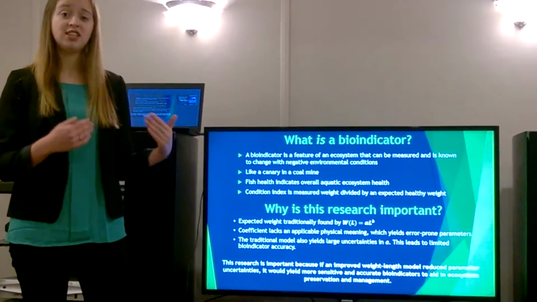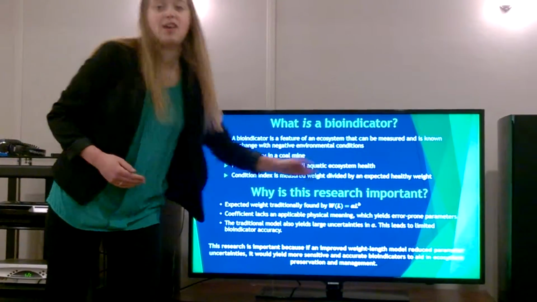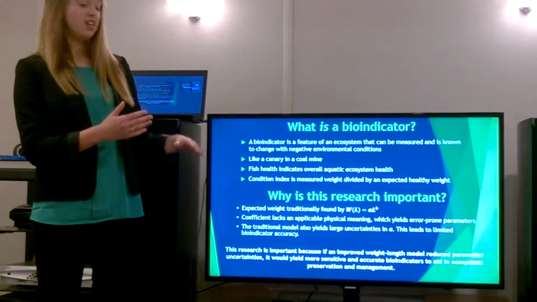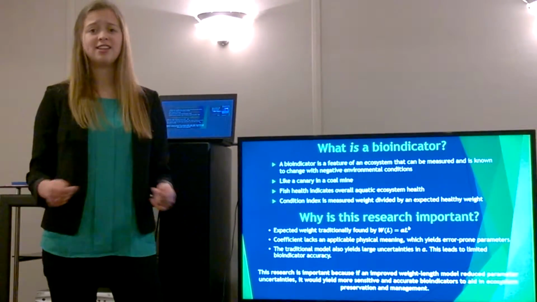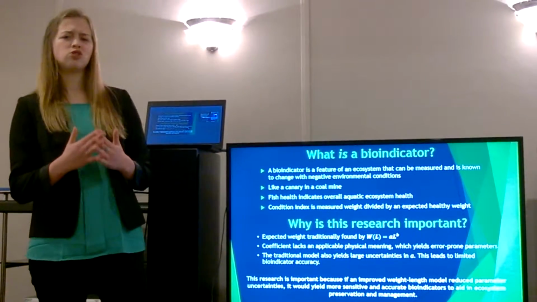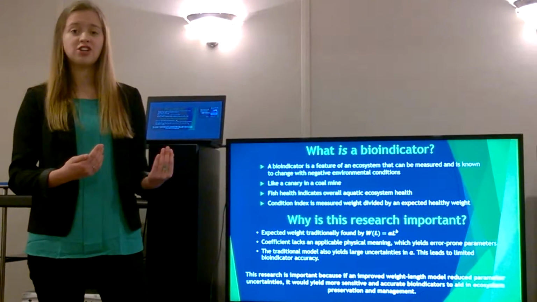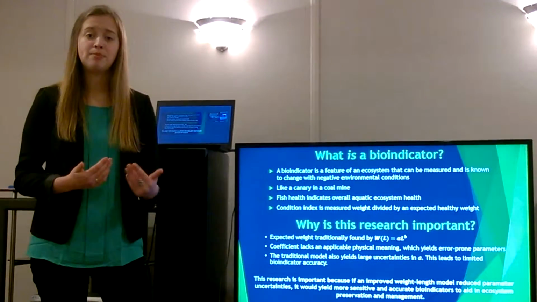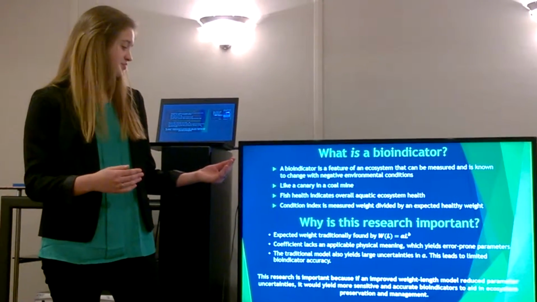Expected weight is traditionally found, by the equation I talked about, A times L to the B, where A and B are parameters you get by fitting data from a population to this model. The thing is, this coefficient A doesn't have any clear physical meaning, so when you do a fit, there's no gut reaction that it looks wrong. And this has led to errors in widely used sources like the Carlander Handbook of Freshwater Fisheries Biology and fishbase.org, which lots of people use to define a healthy fish. But if they're wrong, that's dangerous.